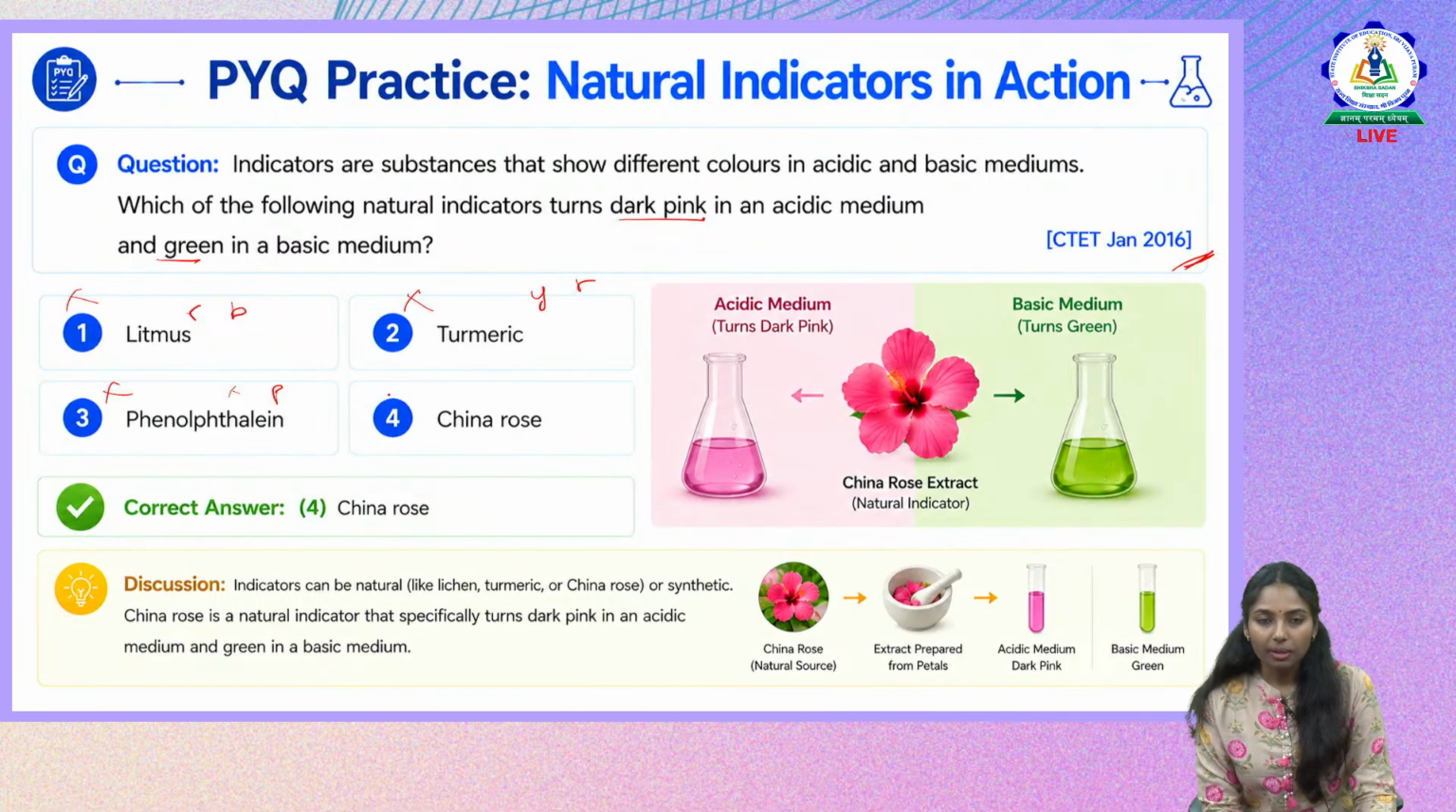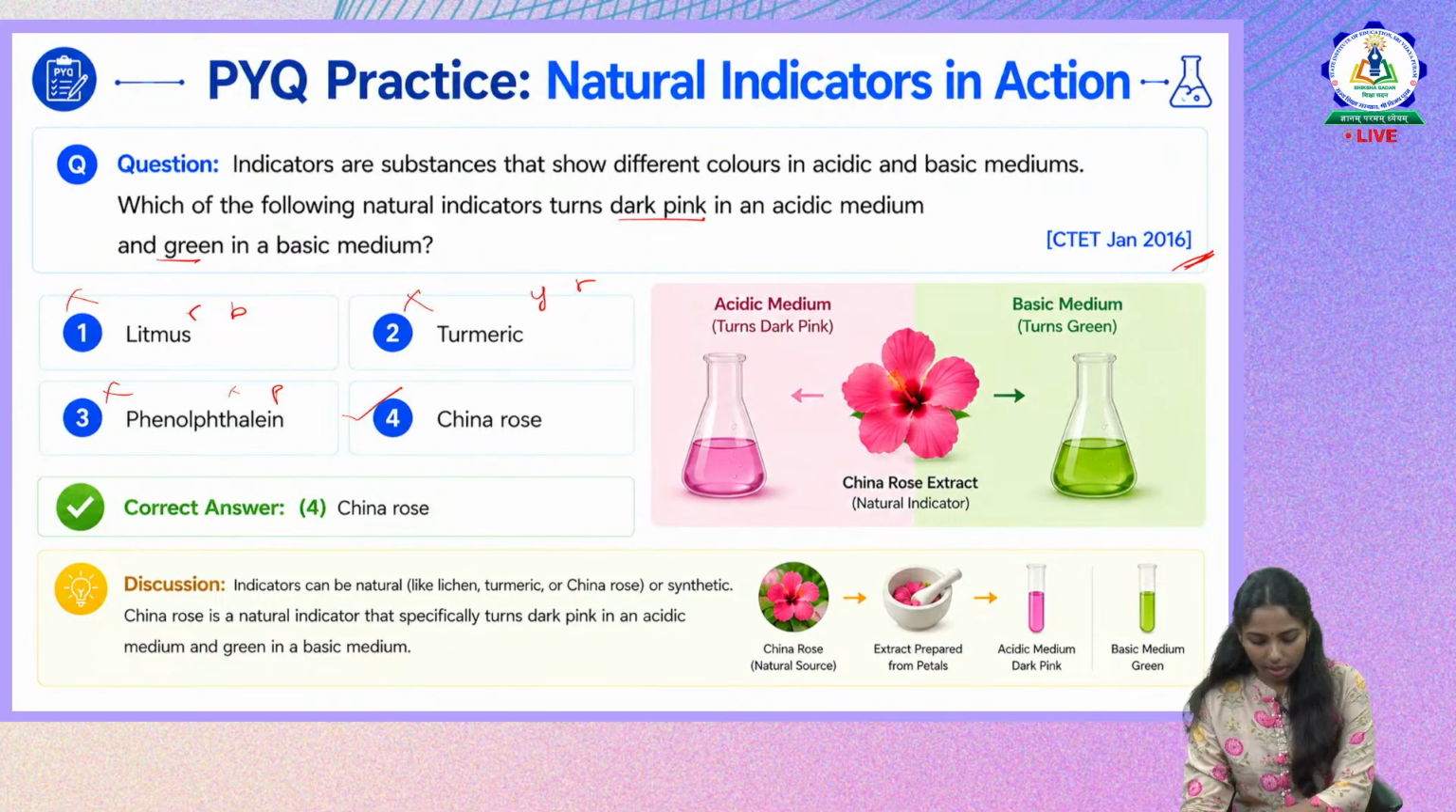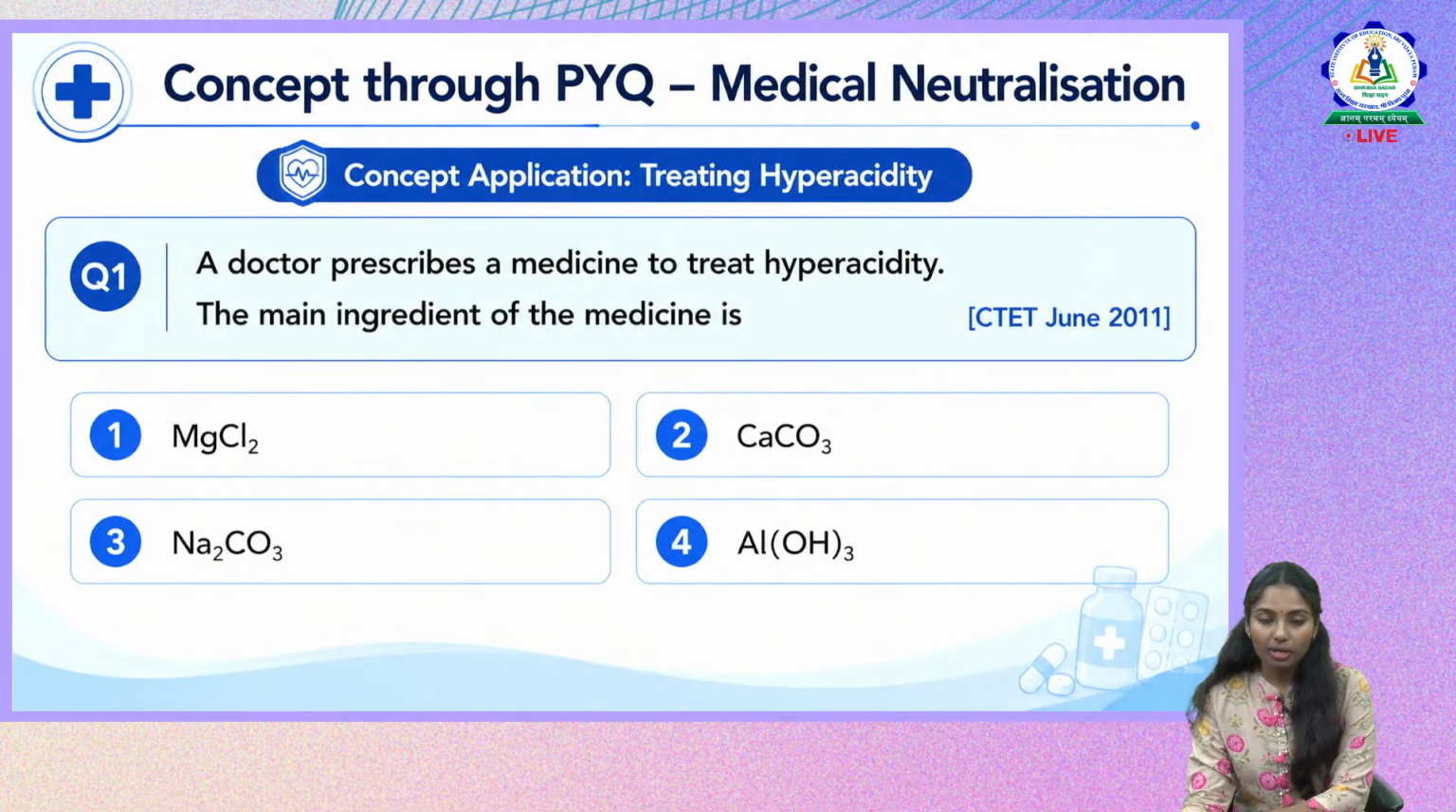See, China rose is the same specimen we can also see as hibiscus. So this is option number 4. So you can remember even this indicator now, that is China rose or hibiscus. What happens is, it turns dark pink in acidic medium and turns green in basic medium. So you can remember even this indicator now. Okay. Now let us go to one more question that we have.